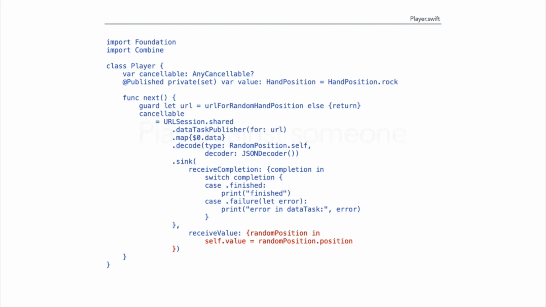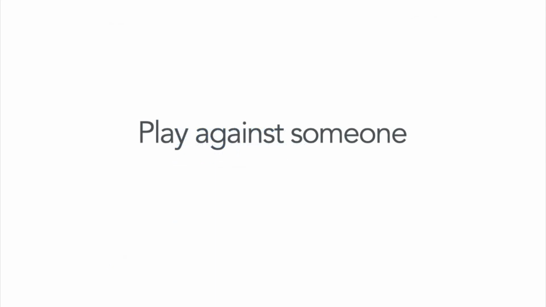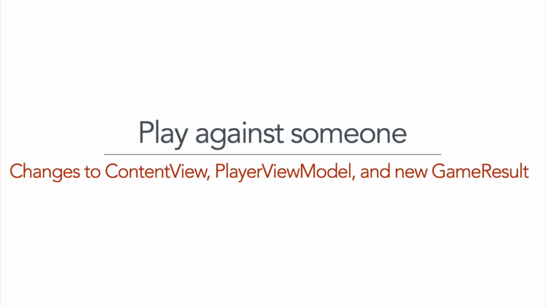Real quickly, I'm going to finish up by saying, well, what if we want to play against someone? What has to change then? Well, there are changes to content view, changes to player view model, and a new game result. One of the things we like about splitting into different pieces is we know where to look in our app to make changes. So here's game result.